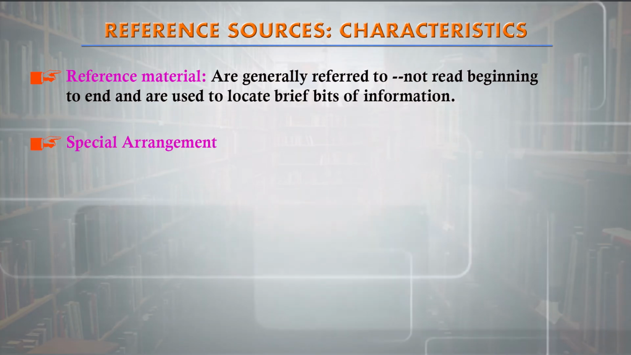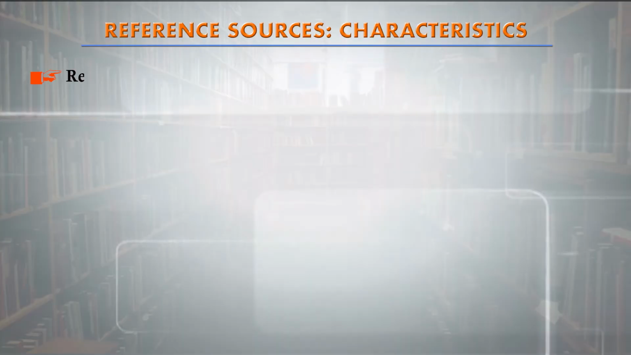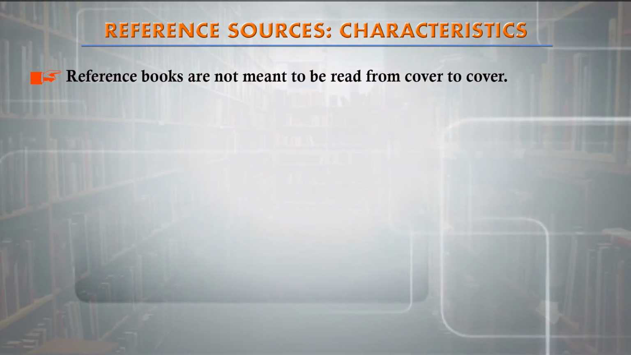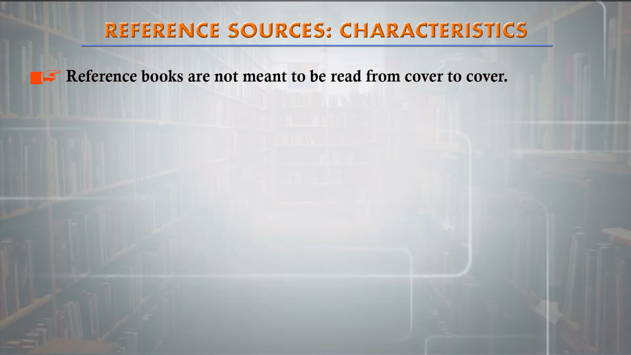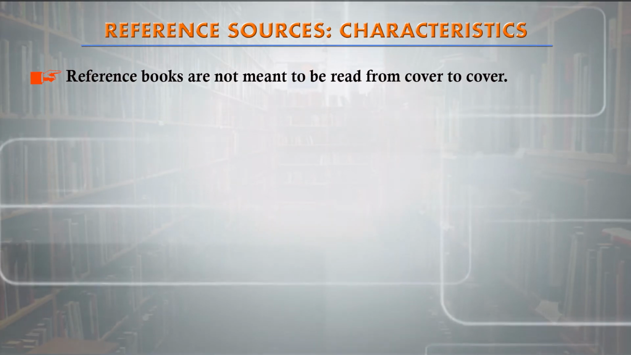And as I told you just now, they have a special arrangement also. Some are arranged alphabetically like dictionaries, some are arranged chronologically, like some of the encyclopedias, and some are arranged subject wise also. So, depending upon the nature of information, their arrangement is also very specific. These reference sources are not meant to be read from cover to cover. This is the basic characteristic of these reference sources.